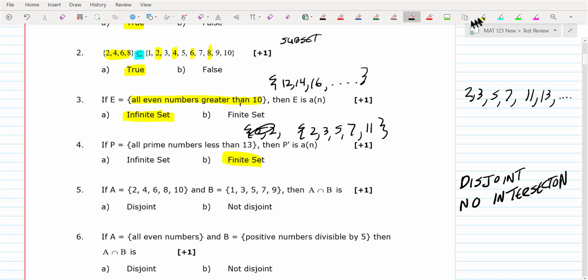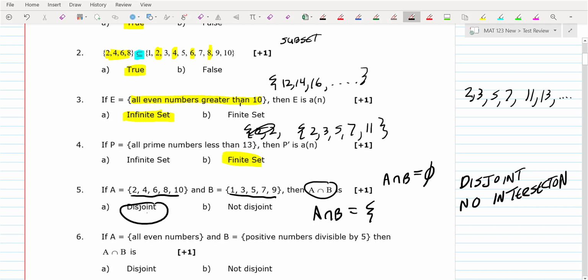Okay, so what the question is on this one is, is A intersect B disjoint or not? Well, let's figure out what A intersect B is. Is there anything in common between those two sets? Right? So we would end up having A intersect B is the empty set, so that means they are disjoint. That's what that means. So there's a lot of vocabulary here at the beginning that you have to make sure you know.